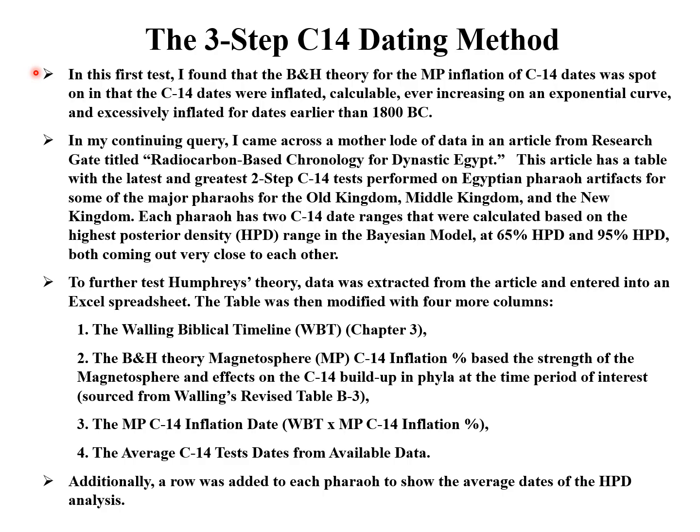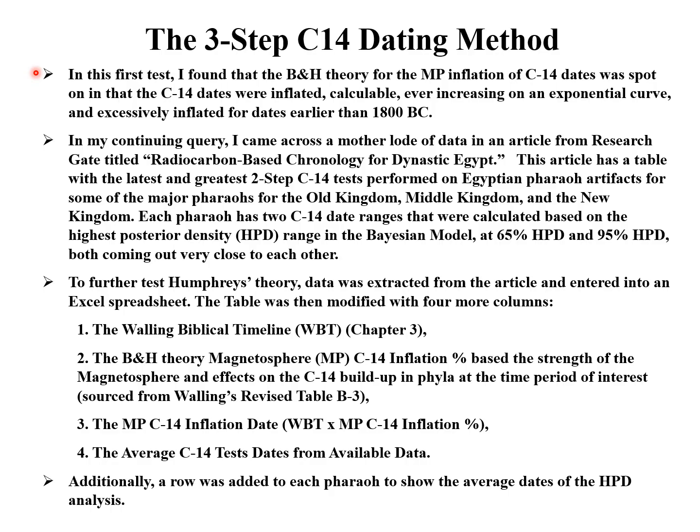Okay, to further test Humphreys' theory, data was extracted from the article and entered into an Excel spreadsheet. The table was then modified with 4 more columns. So we have this table that this radiocarbon-based chronology for the dynasties gave us, and it had several columns in there. 2 of them were these high-density carbon-14 tests, so they gave us ranges at a 65% density and a 95% high density. Okay, and then I took it and developed a spreadsheet. I put in several more columns.